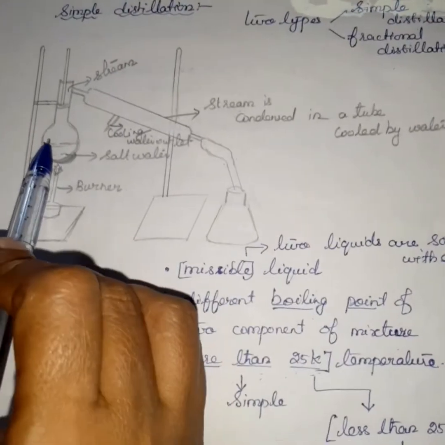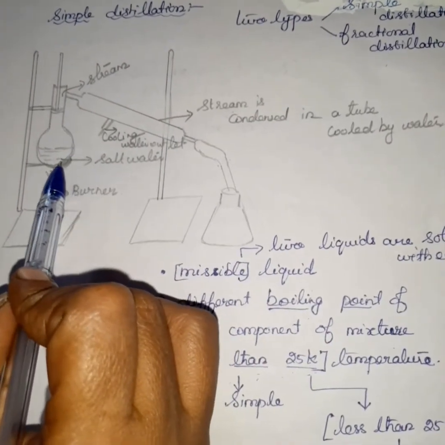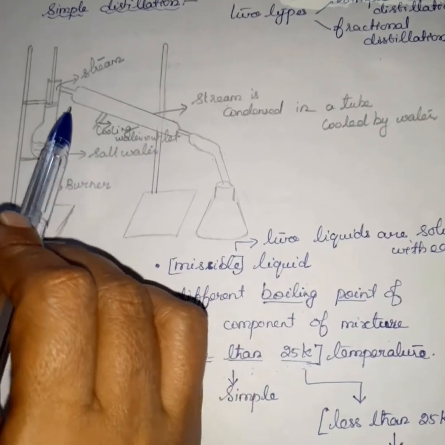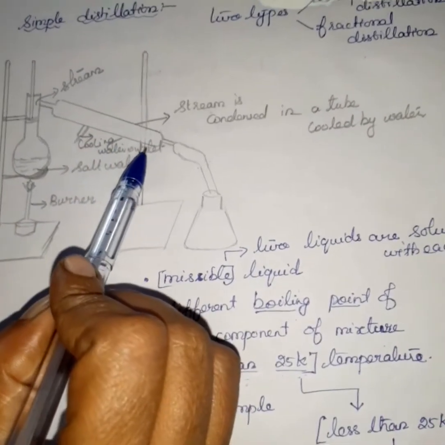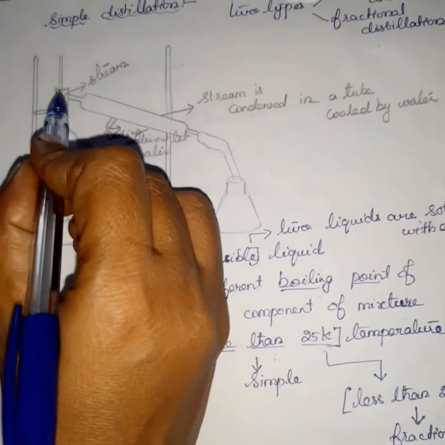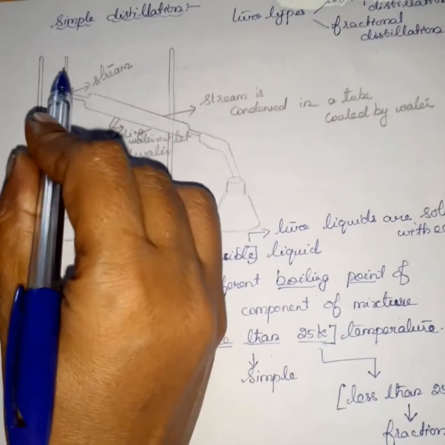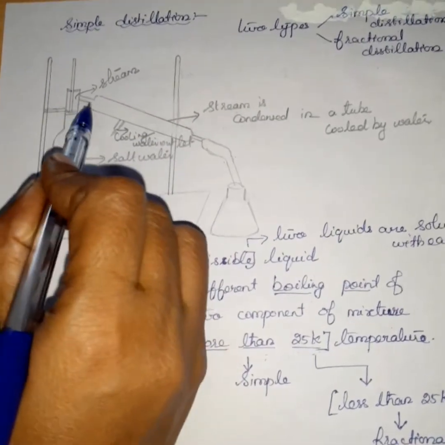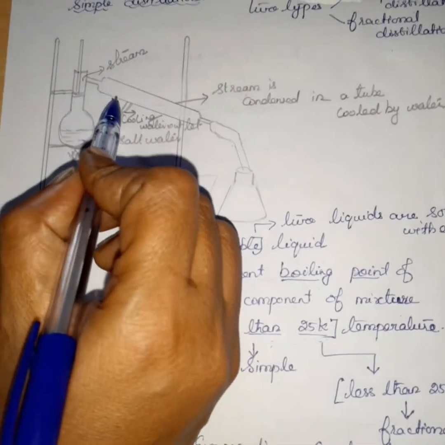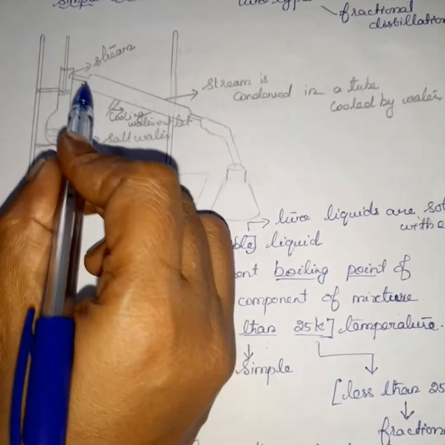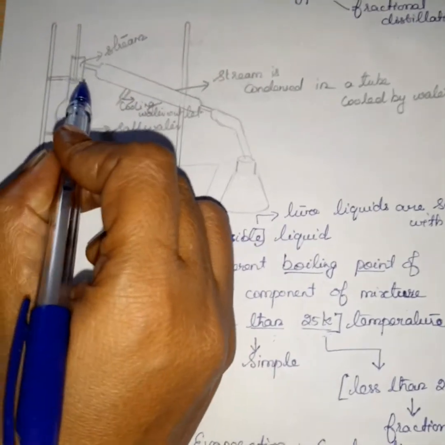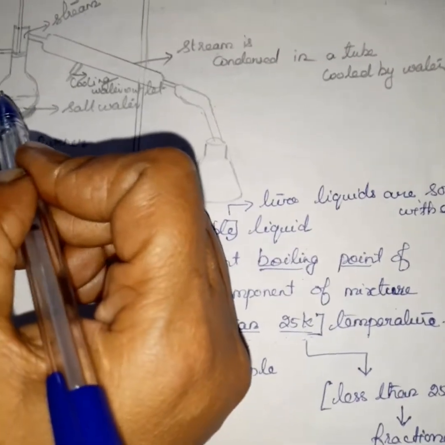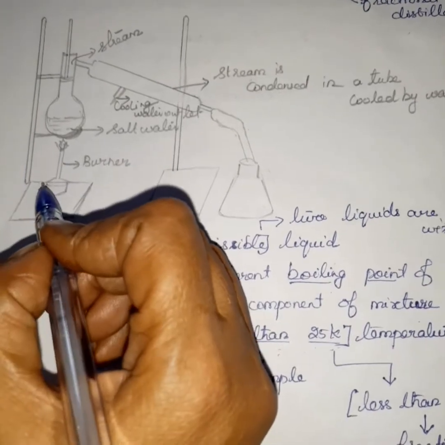Now you take the distillation flask. It is fixed with a water condenser. In the center we have fixed the thermometer. Here we have the side tube, which is fixed with the neck of the round bottom flask. Now you heat it.